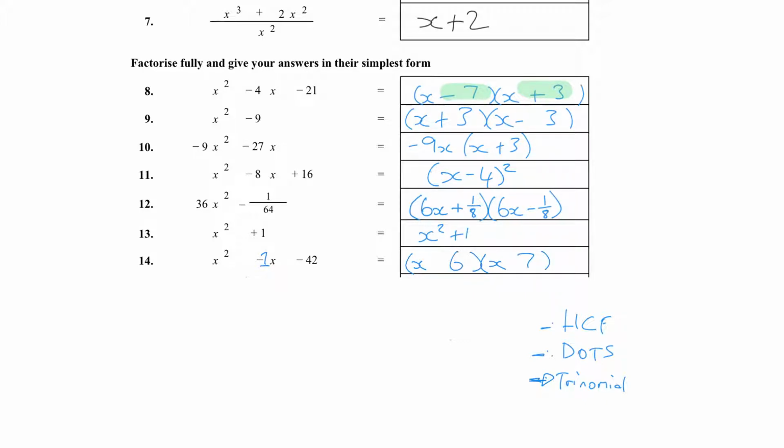6 times 7 gives you 42. And if we go plus 6 times minus 7, we get minus 42. And if we go plus 6 plus minus 7, we get minus 1, our middle term. So there we are. If you jump straight to this question, go back to question 11 and question 8, which have a more detailed explanation of factorizing trinomials.